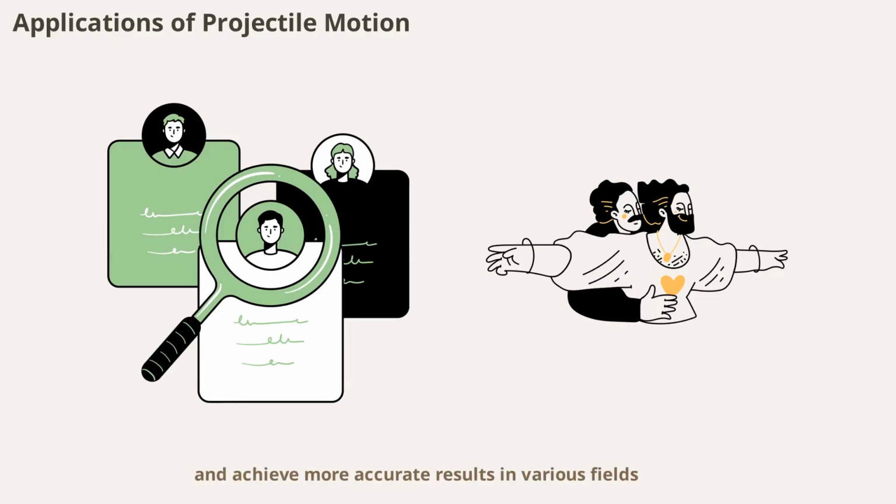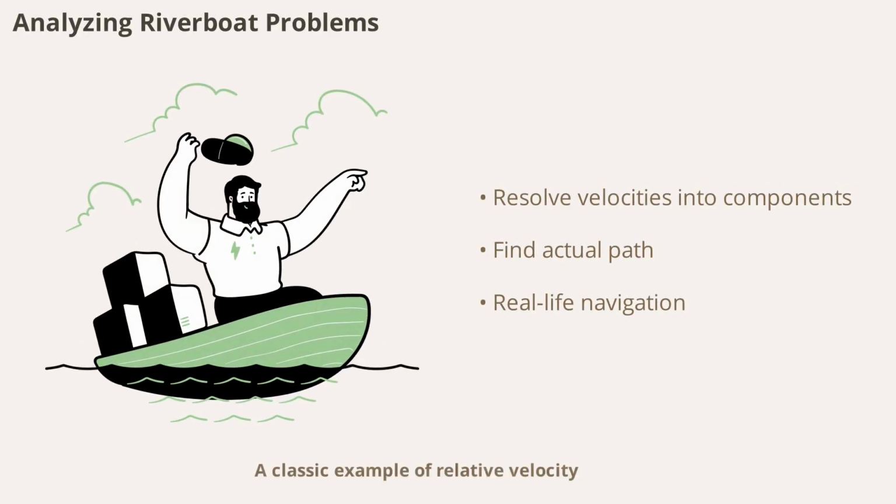A classic example of relative velocity in two dimensions is the riverboat problem. Here, a boat tries to cross a river with a current. By resolving the boat's velocity and the river's velocity into components, we can determine the actual path and time taken to cross. This problem illustrates the importance of vector analysis in real-life navigation.